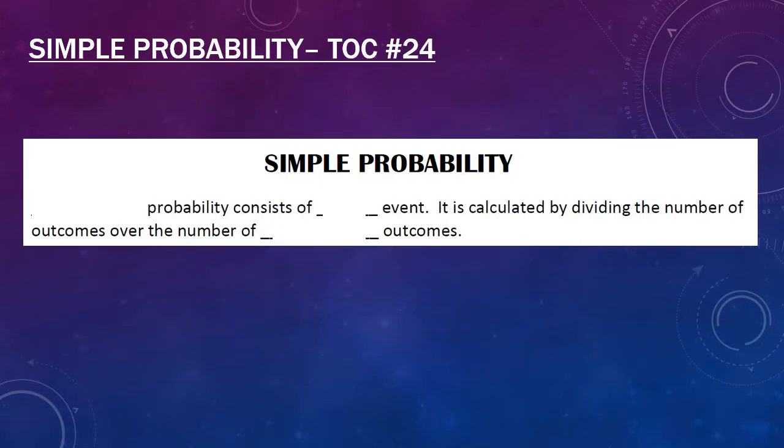So at the very top of TOC 24, you see simple probability. Simple probability is just a probability or the chance of one event occurring. So our SOL actually tackles compound probability, so we're going to review simple probability first. Simple probability is calculated by dividing the number of outcomes over the number of possible outcomes. And it's important, since it's being divided, you know that probability is going to be written as a fraction. So again, it can be written as a fraction, it can be written as a decimal, it can be written as a percent.